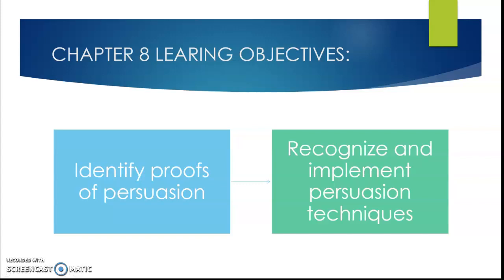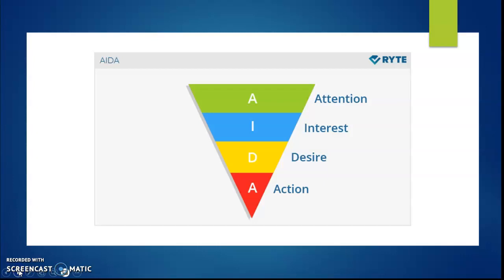Okay, Chapter 8, our second of two recordings. Now, in our last recording, we identified proofs of persuasion, and then we looked at 6 techniques to recognize and implement persuasion techniques. The last technique we're going to look at in this short recording is going to be the AIDA method. AIDA follows many of the techniques we just talked about, but this is commonly used in many marketing materials. So AIDA, as you see before you, is attention, interest, desire, action.